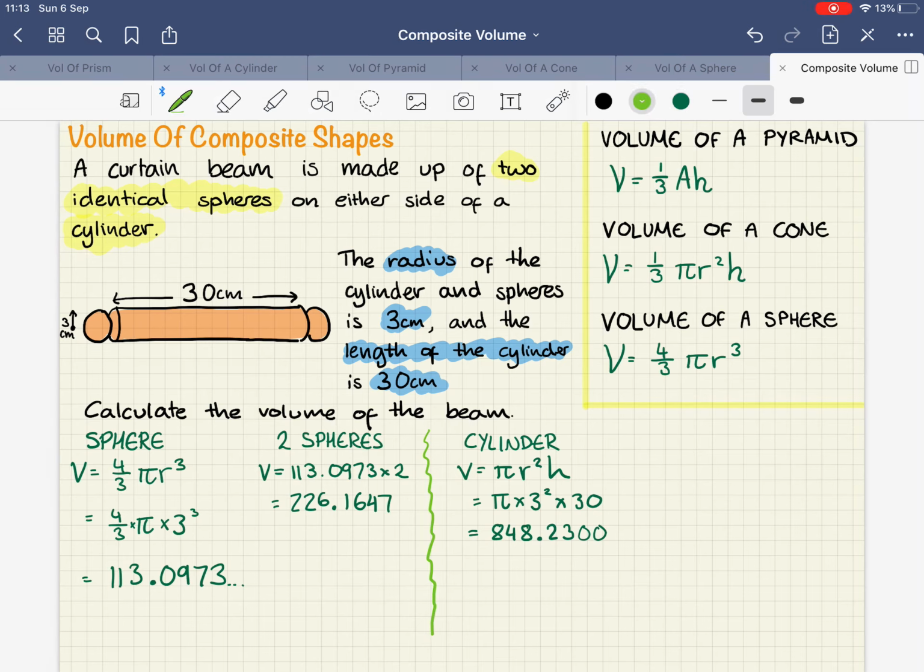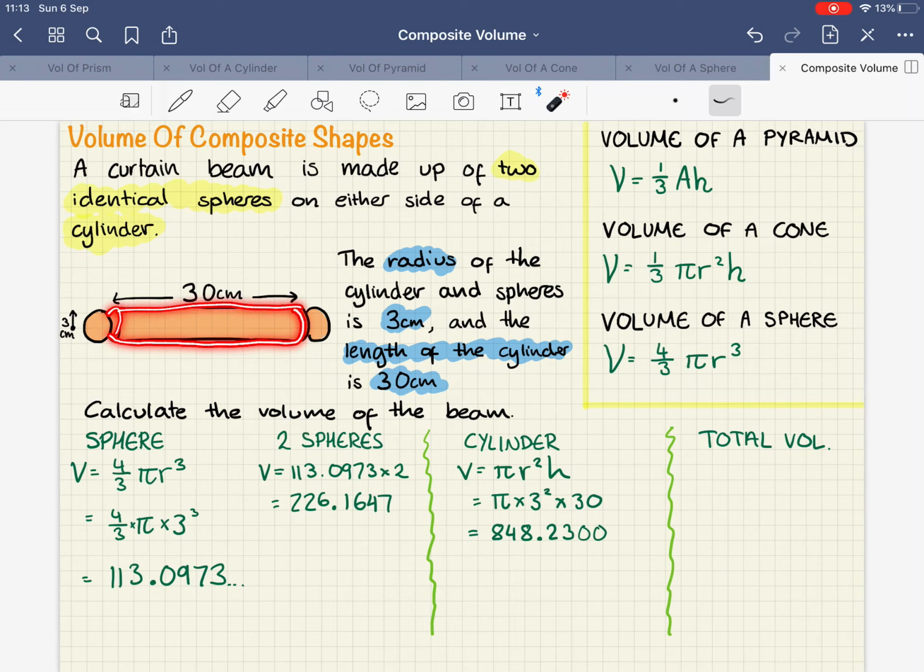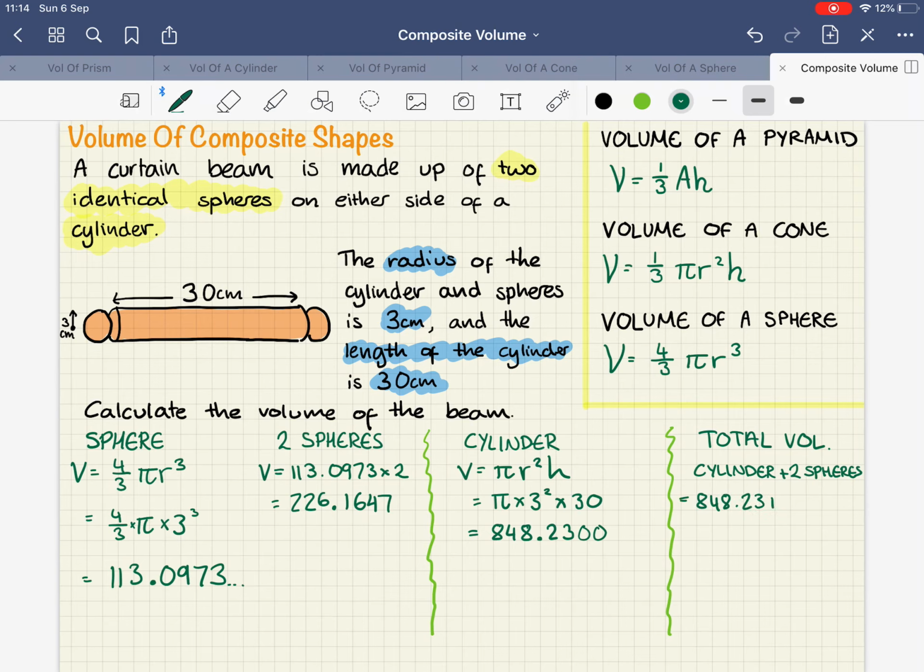And so then my total volume in this shape, I can clearly see that I've kind of got these 2 shapes individually just sort of stuck on to one another. So in this case, I'm going to be adding my volume. So I'm doing the cylinder plus the 2 spheres. So I've got 848 point, I'm just going to write 23 now instead of all the zeros, plus the 226.1647.